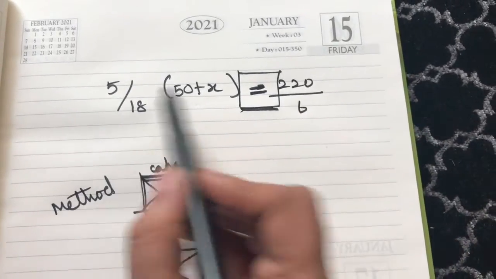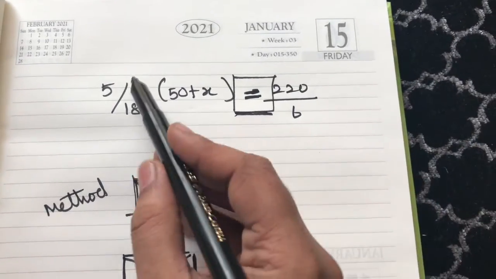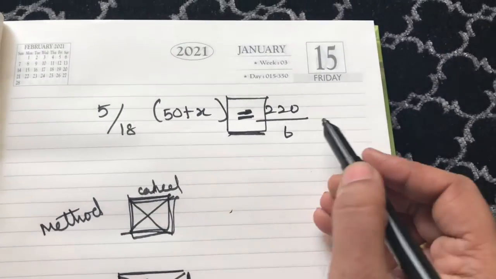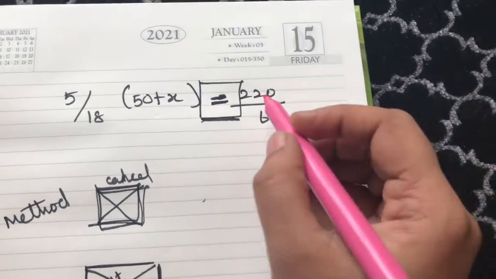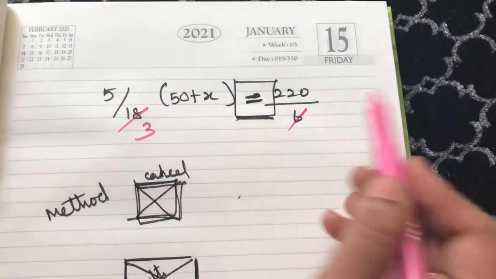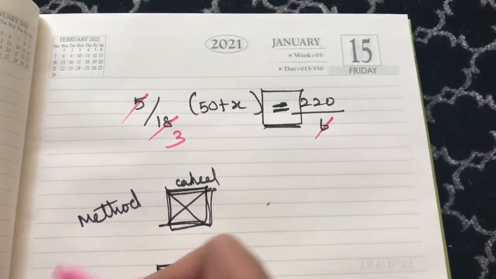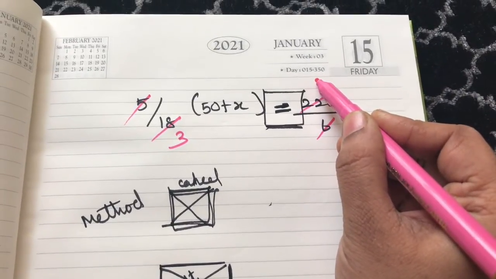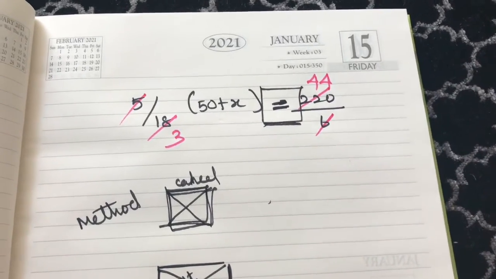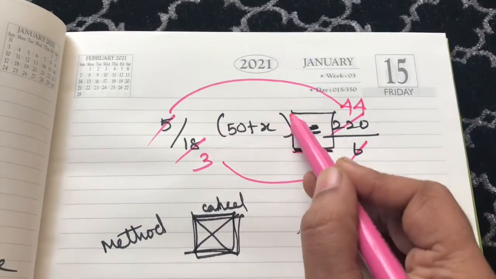If I need to multiply, I can do 5 into 6, 18 into 220. But I can easily cancel here, here and here. Just see, 6 threes are 18. And the top one, 5 fours are 20. Again 5 fours are 20. So I'm just cancelling these two numbers and these two numbers. This is the box type.